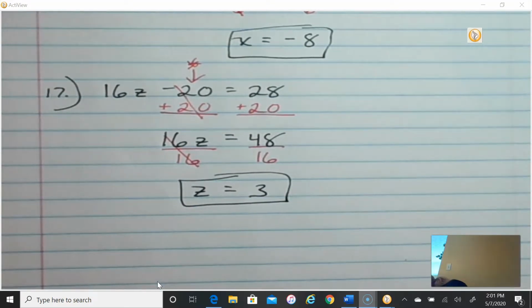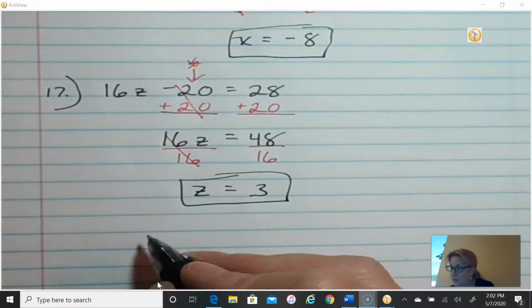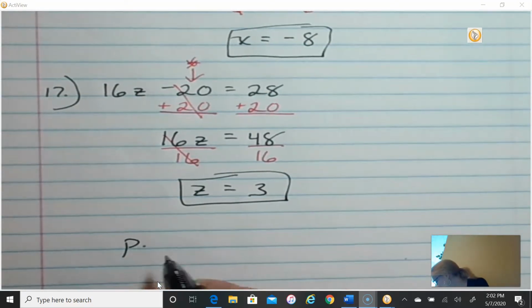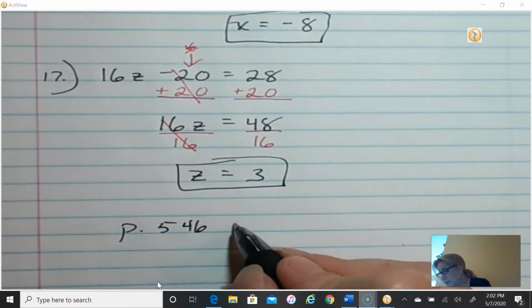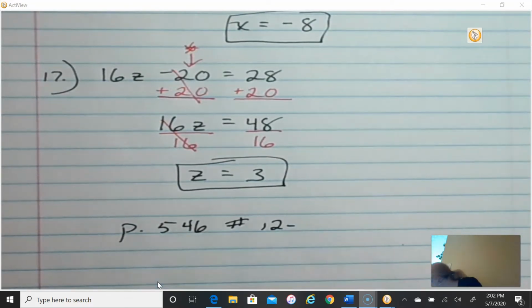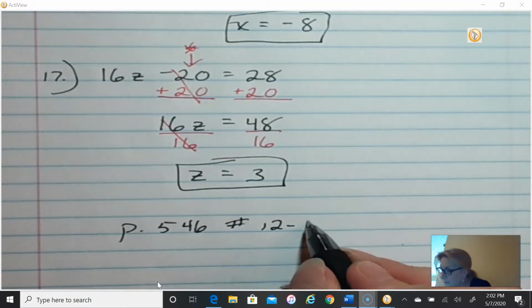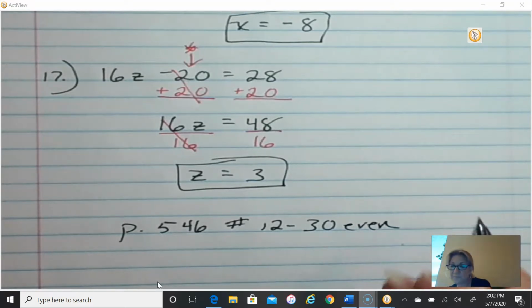I don't see anything that's going to cause any problems anywhere that's going to be odd for you. You're going to be doing page 546, numbers 12 through 45. Yep, I'm going to do 10 this time, even.